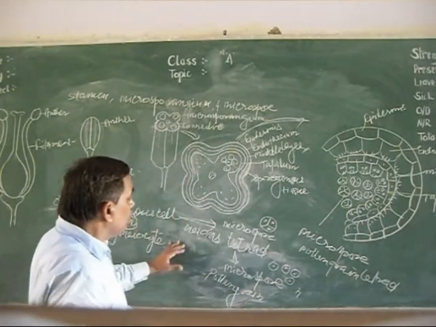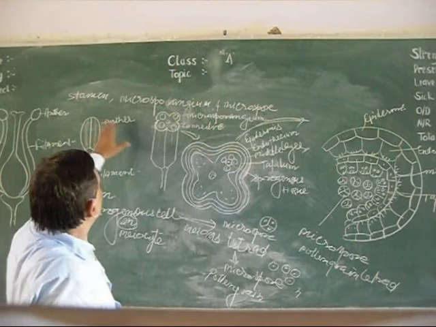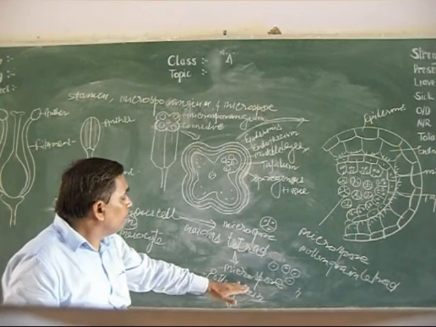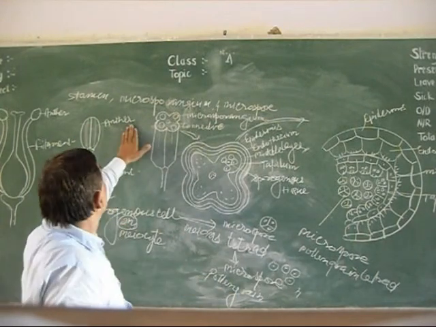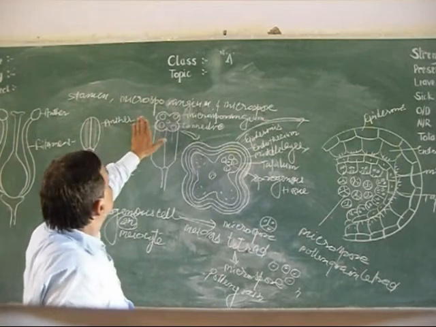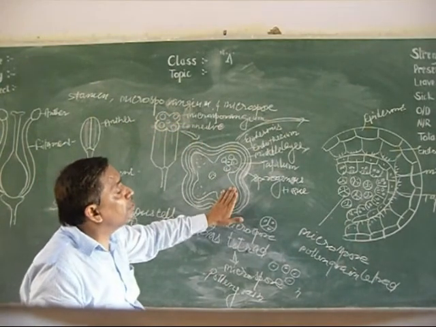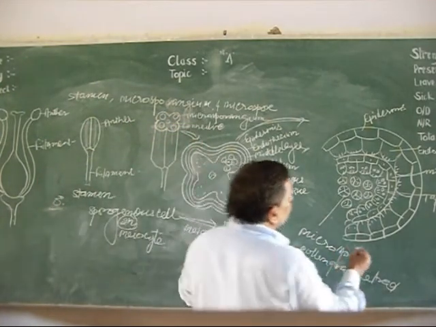So at first, the process of formation or production of microspore or pollen grain is called microsporogenesis.